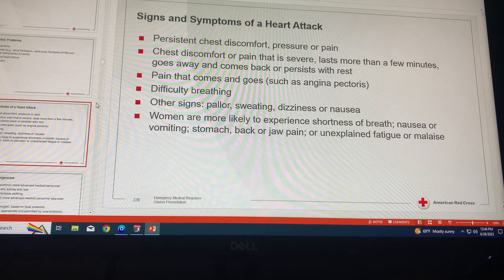Women are more likely to experience shortness of breath, nausea or vomiting, stomach, back or jaw pain, or unexplained fatigue or malaise.